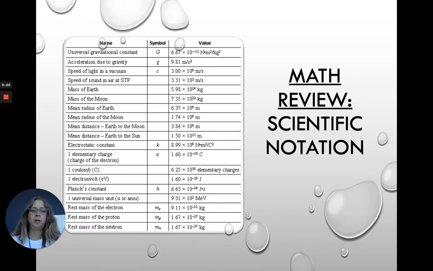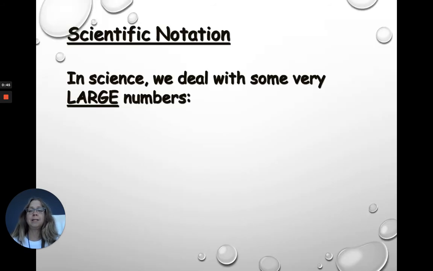So first of all, we need to review scientific notation because as you can see from this chart, there are an awful lot of things that we do in science that require scientific notation. And so we need to be familiar with what it is, why it's used, and how to actually do some calculations.